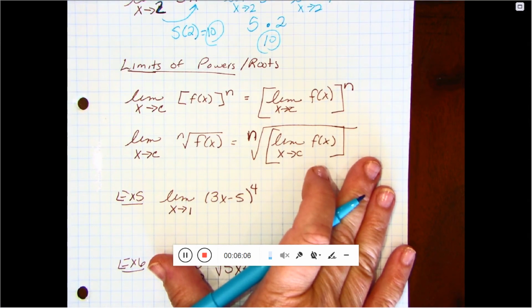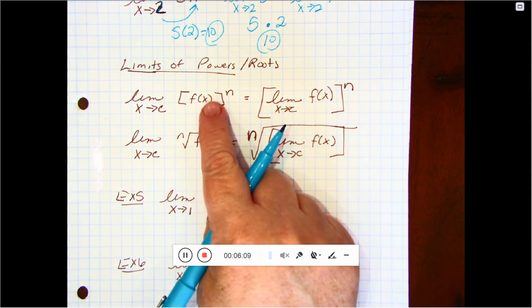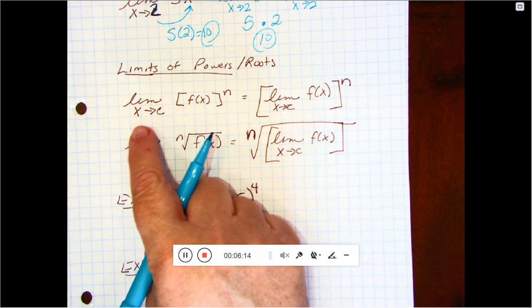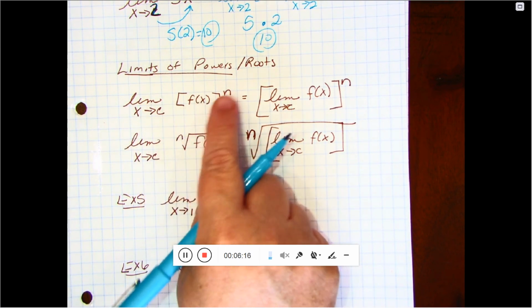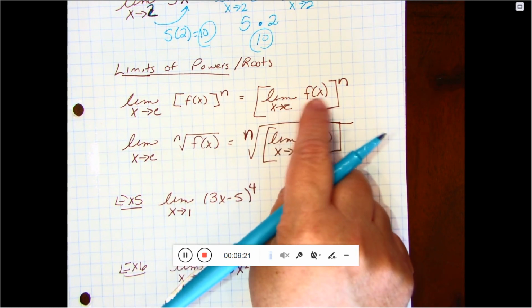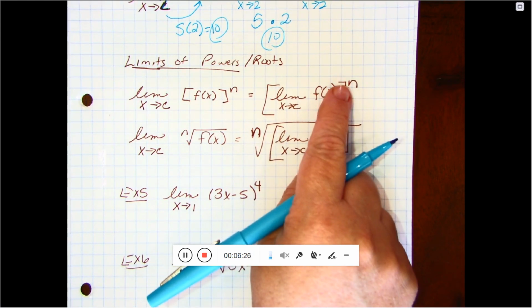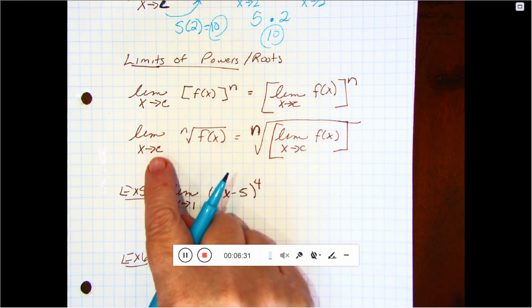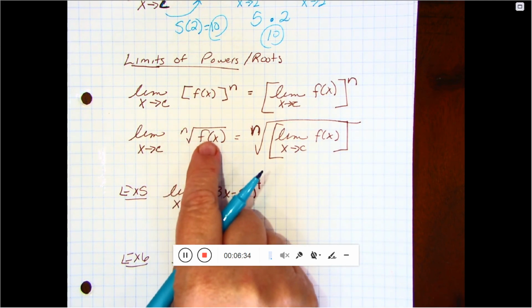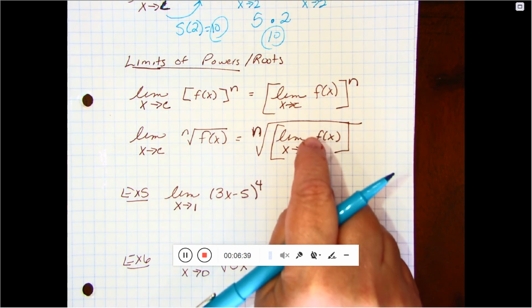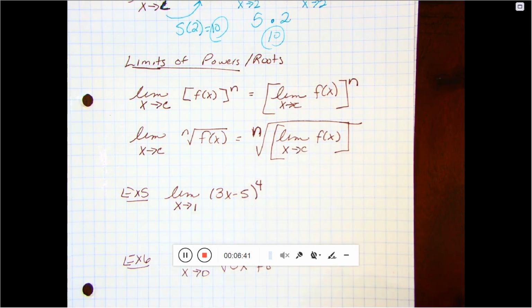Now limits of powers and roots. What if you had a function to a power? So this is saying the limit as x approaches c of f of x to the nth power. What you do is you look at the limit as x approaches c of f of x, and when you find that limit, you raise it to the power. Same thing with the root. If you had the limit as x approaches c of the nth root of f of x, you simply look at the limit as x approaches c of f of x, find that limit, and take the nth root.